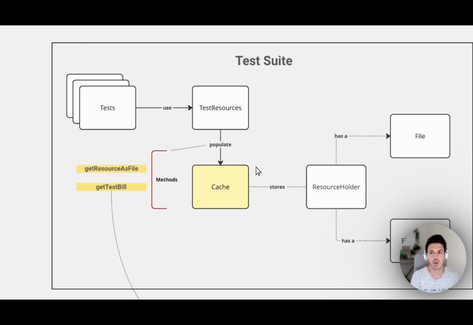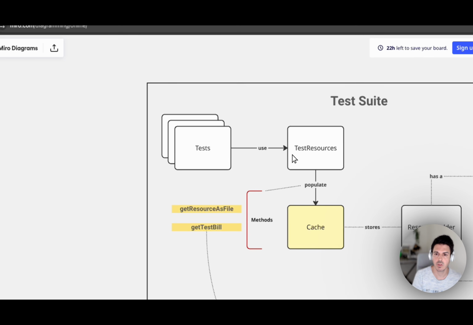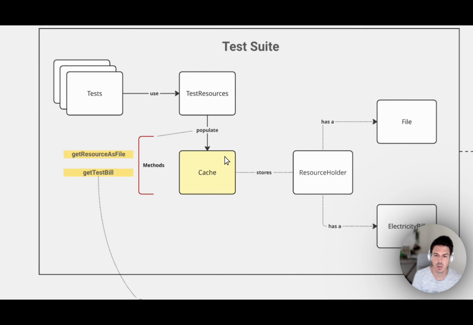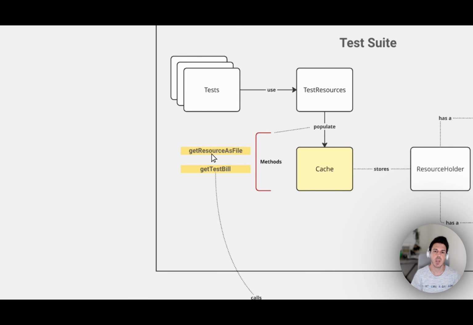and improve performance. So we have multiple tests, unit tests, that are using a test resources class, which internally is using a cache. This cache can be populated by two methods, which are the main public methods that the tests can access. Get them as resources, as files with the get resources file method, or get them as parsed models with the get test bill method.